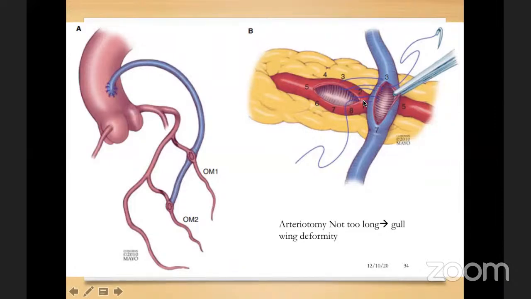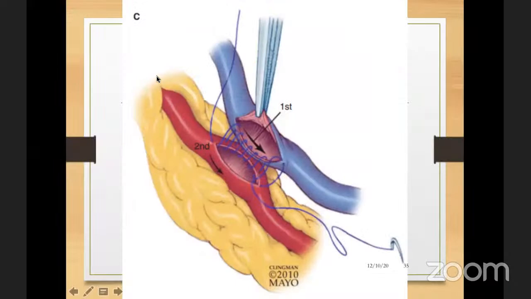3 o'clock to 6 o'clock, 3 o'clock in the vein at 6 o'clock, 9 o'clock in the vein at 6 o'clock in the artery. But the arteriotomy shouldn't be too long, which will cause graft deformity. Or it can be done parallel, the artery to the vein, to the conduit, with a parachuting technique.